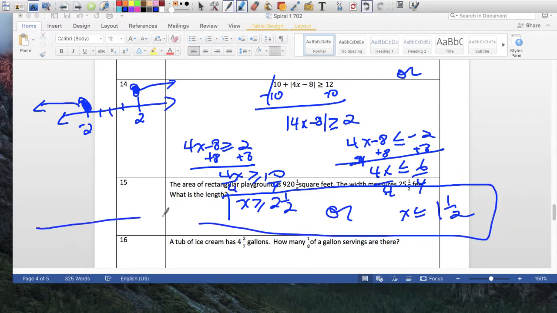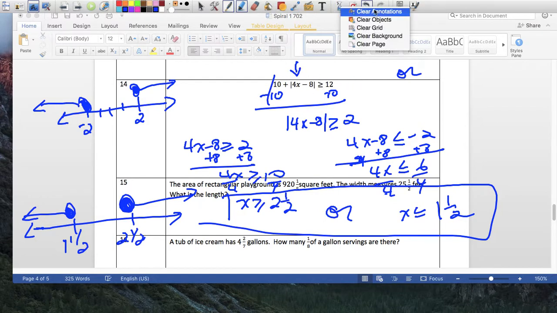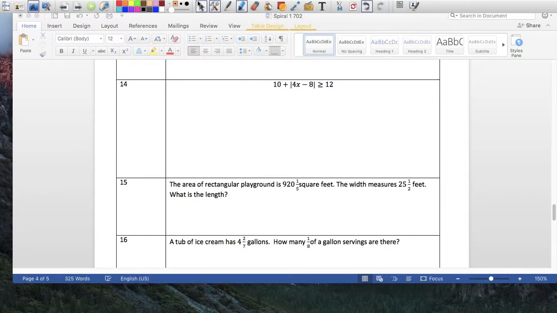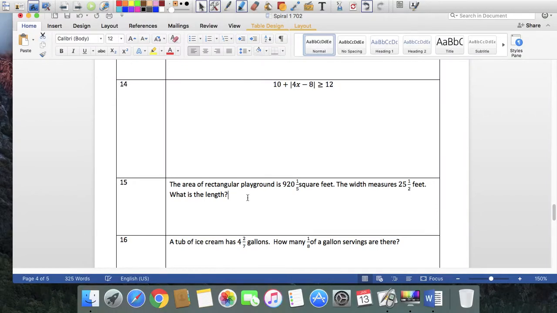The graph for that would have been this: 2.5, any number that way, and this is 1.5, any number that way. You can pick any value of x on this side or on this side, and we place it here, and it would make that inequality true. Hopefully you remember how to do these.